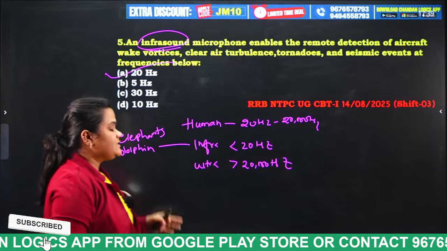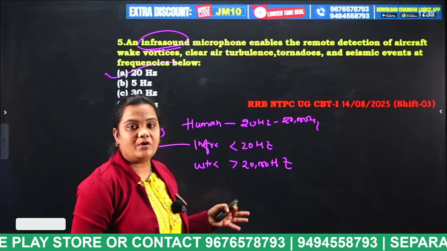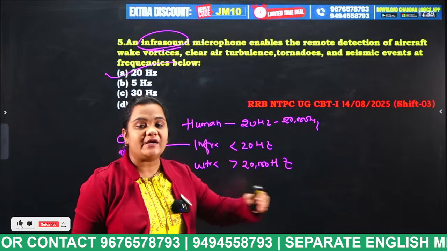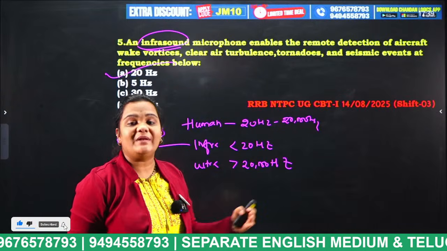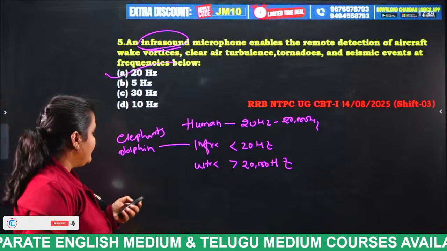Okay, ultrasound. What is the best example for ultrasound? Bats emit ultrasound. Due to the emission of these ultrasounds only, they have the ability to recognize the obstacles which are in front of them. Okay. Next question.